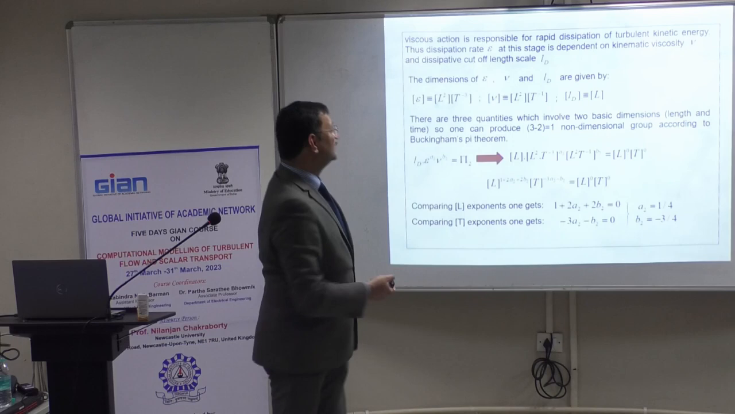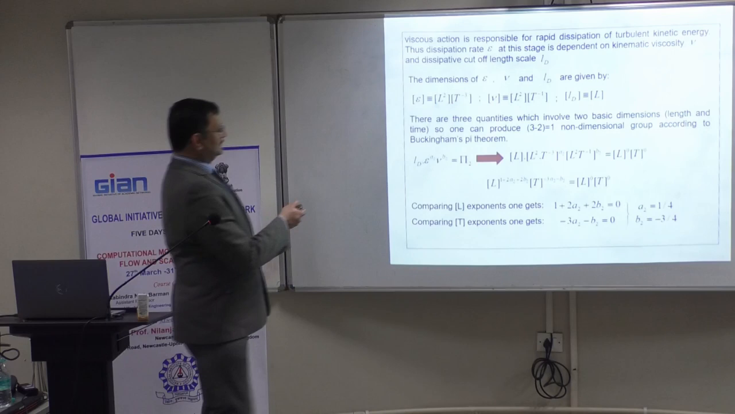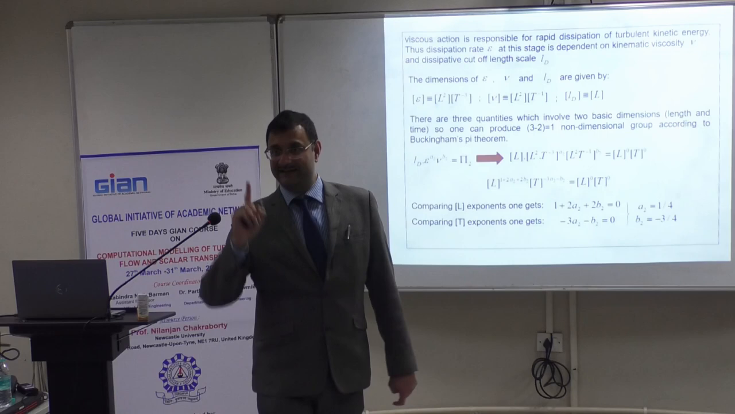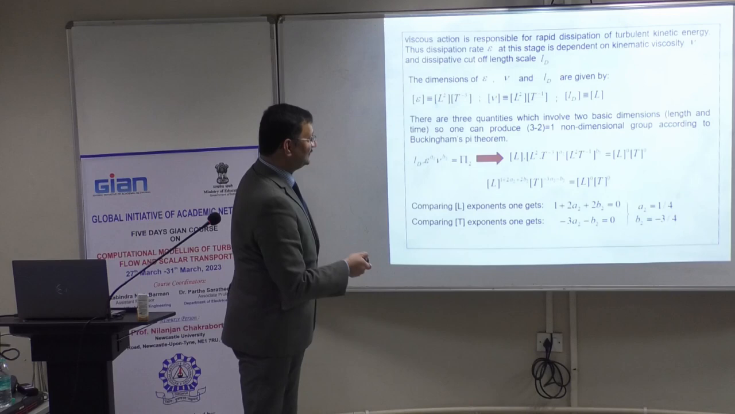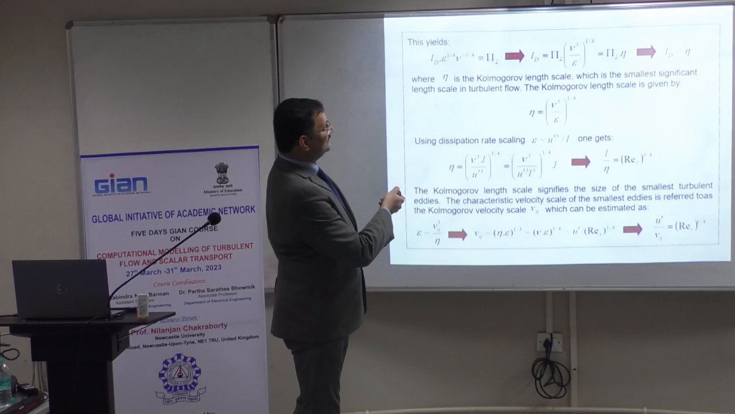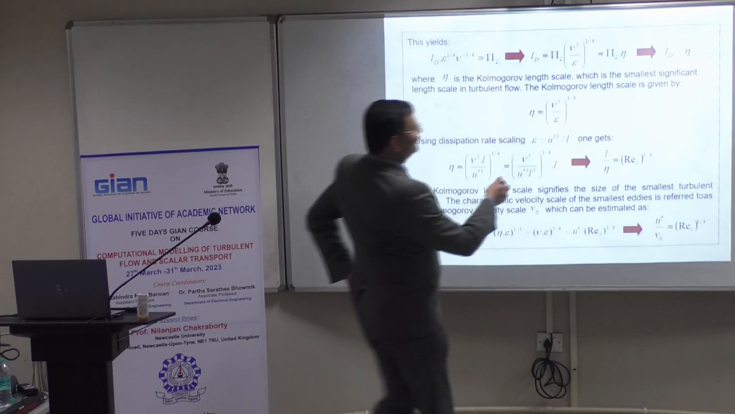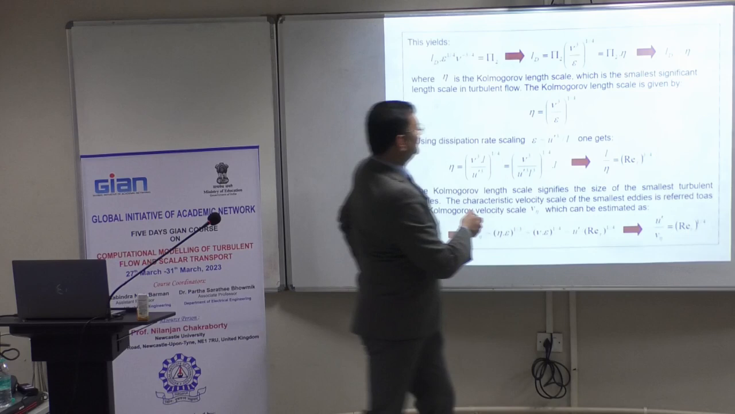And this quantity, kinematic viscosity, has to be there because we know that it plays a role. Once again, effectively I have three quantities, but if you look at the dimensions, only two fundamental quantities are involved. So 3 minus 2, once again, I can generate only one non-dimensional group. If I put the dimensions and equate the left hand side and right hand side exponents, then I'll get that L_D varies as this. It is dependent on kinematic viscosity as well as the dissipation rate. Obviously, there is a constant here, not a dimensional quantity, but if we disregard that, as a scaling function, that length scale varies as this, and this is called the Kolmogorov length scale.